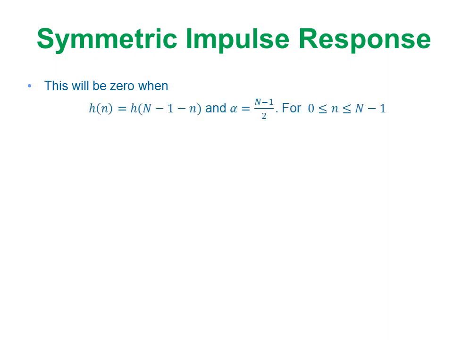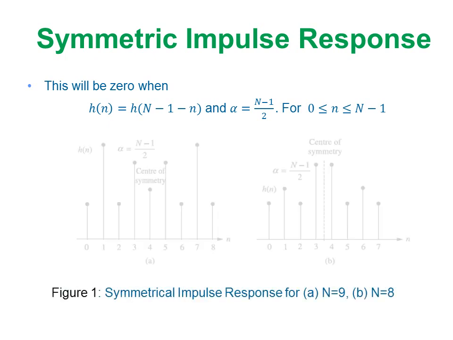This summation will be 0 when this condition is satisfied, that is h of n is equal to h of capital N minus 1 minus small n, and this is true for the linear phase filters with phase delay alpha equal to capital N minus 1 divided by 2, over the range from 0 to capital N minus 1.